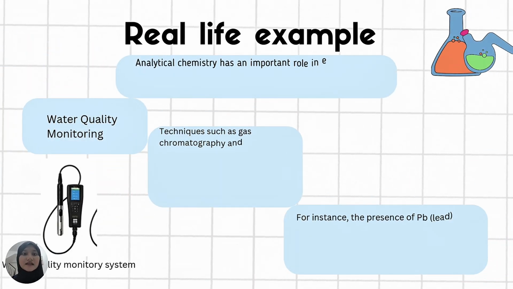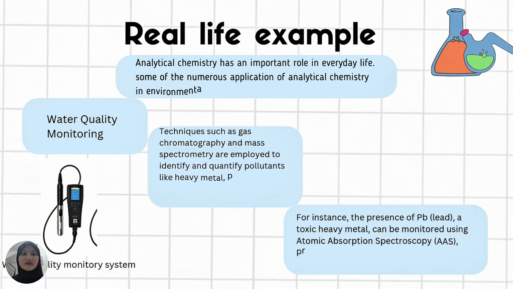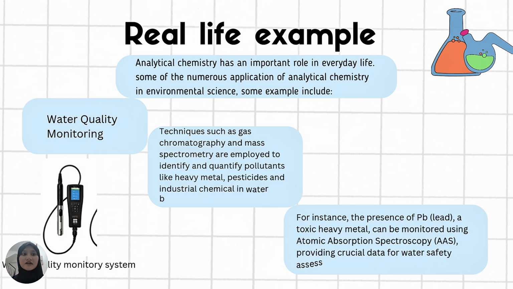Real-life example. Analytical chemistry has an important role in everyday life. Some of the numerous applications of analytical chemistry are in environmental science. Some examples include water quality monitoring. Techniques such as gas chromatography and mass spectrometry are employed to identify and quantify pollutants like heavy metals, pesticides, and industrial chemicals in water bodies. For instance, the presence of Pb, lead, a toxic heavy metal, can be monitored using atomic absorption spectroscopy, providing critical data for water safety assessment. This is the example of a water quality monitoring system.